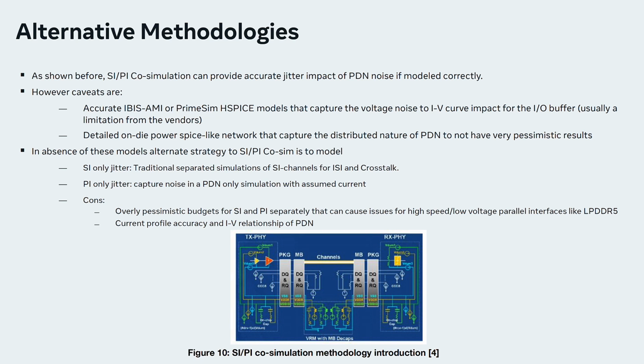So that IV relationship is kind of static if you just take a current profile out and apply it to a PDN. So those are the caveats that we have to keep in mind while we're doing the SI-only and PI-only jitter, which is why we recommend doing the SI, PI co-simulation together. But there are sometimes you cannot escape it.